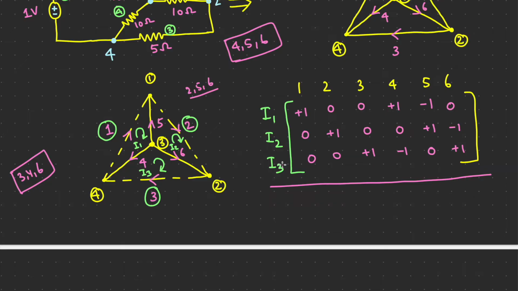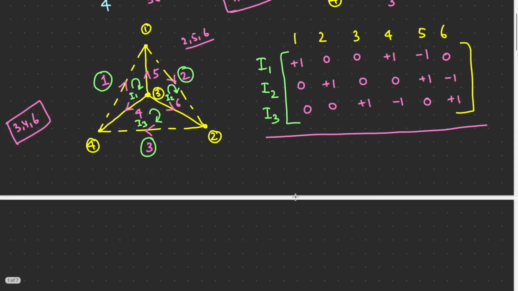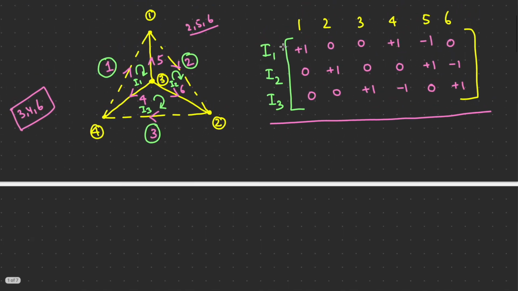Now what information do we get from this matrix? The first information we get is that the addition of all the columns will give you the branch current. If I add the first column, it will give you the branch current in the first branch. That means J1 will be equal to I1 + 0 + 0. Similarly, J2 will be equal to I2.